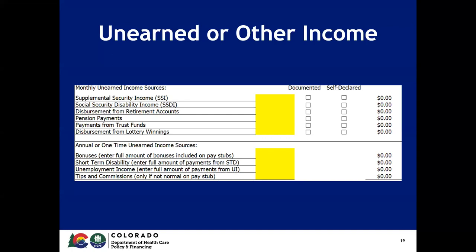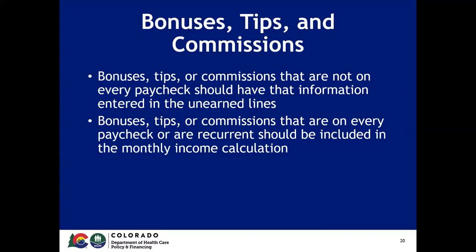Income sources that are entered into that top monthly section will annualize, whereas the ones entered into the bottom will just pull straight over, and they will not annualize because they are one time. So for bonuses, tips, and commissions, if they are not on every paycheck, that's when that information should be added into the unearned lines. If they are included on every paycheck, or if they are recurrent, so if it's every other paycheck or once a month or whatever, those should also be included in the monthly income calculation.